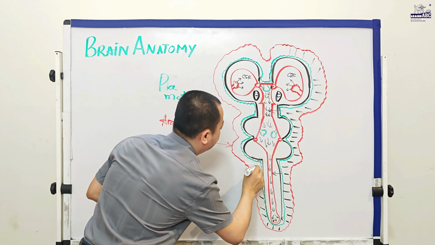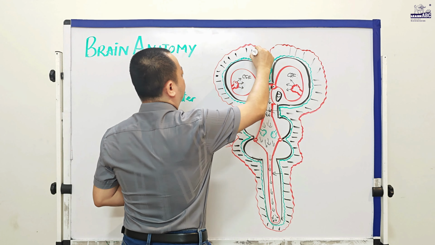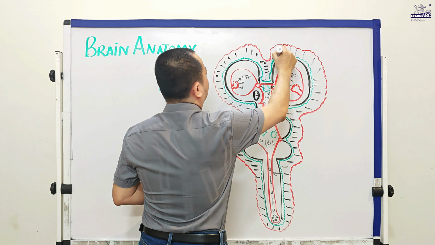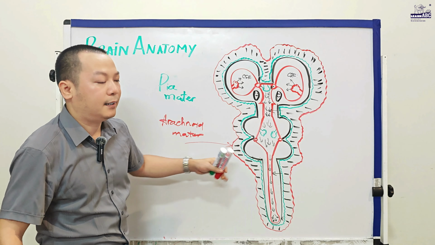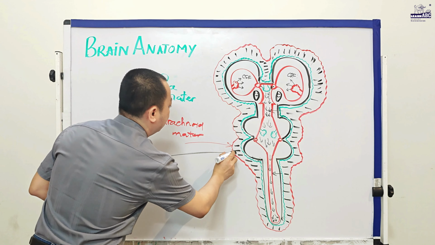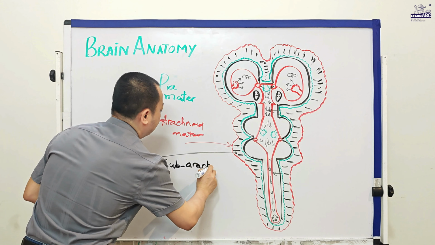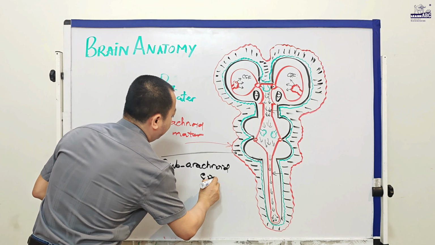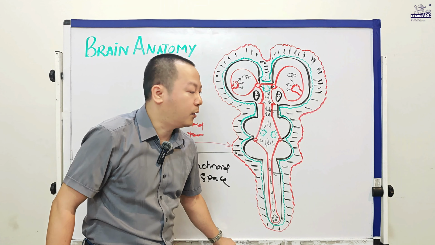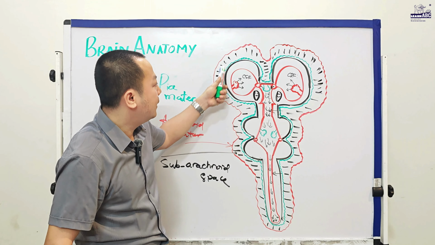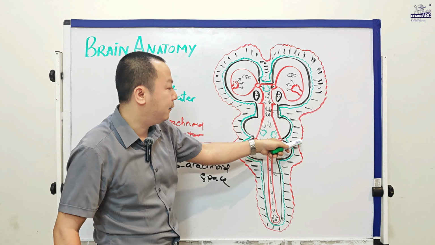Right. This space we call subarachnoid space. Subarachnoid. You must know this space, we call subarachnoid space. Okay. Why should we know the subarachnoid space? Because the CSF will be present in this space. The CSF will fill up this space. Full CSF will fill up here.